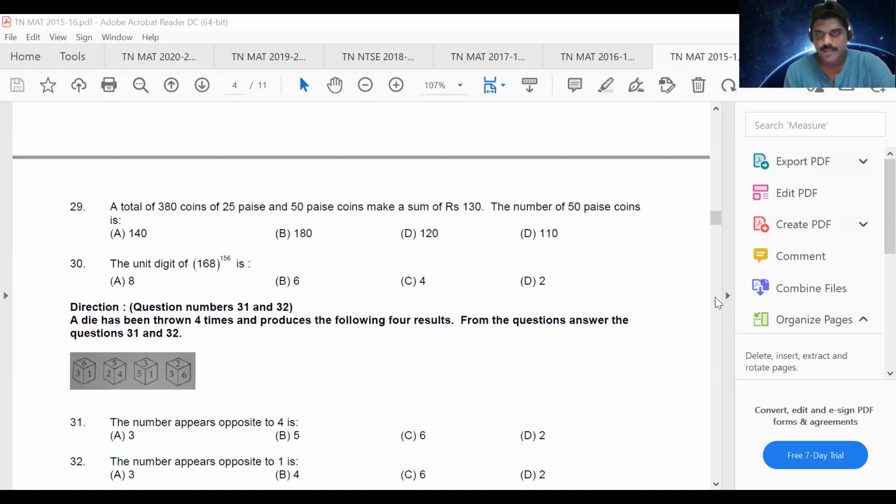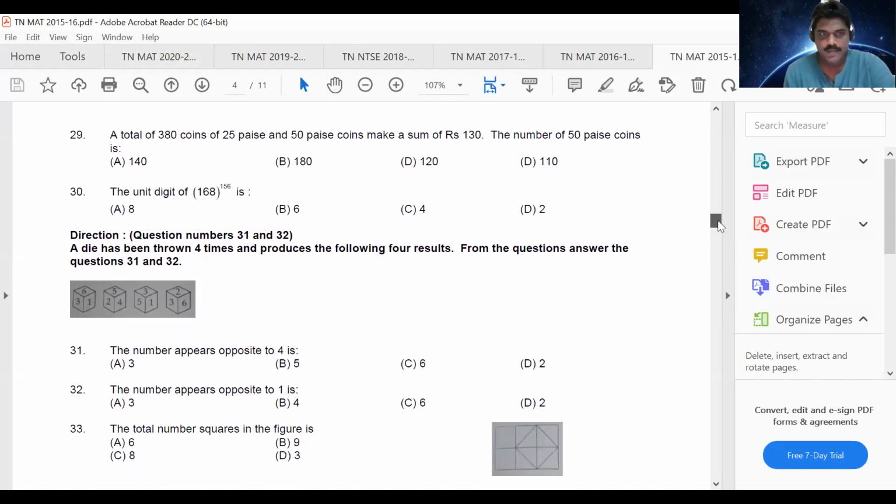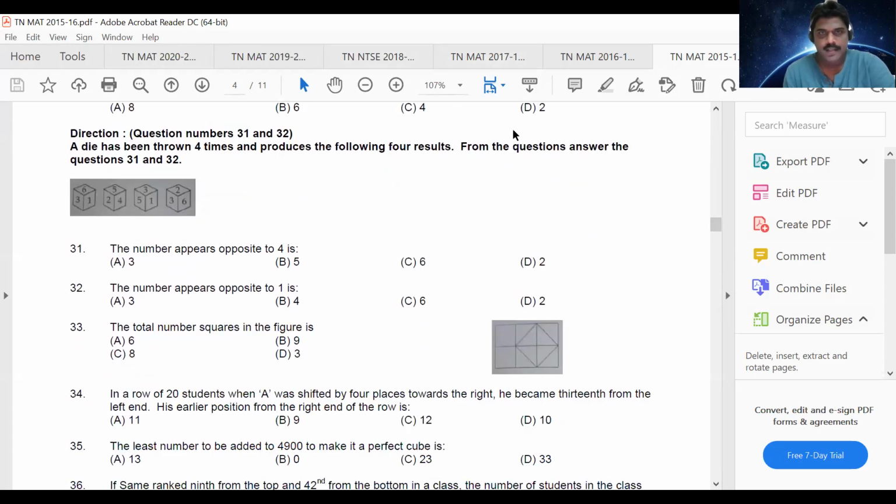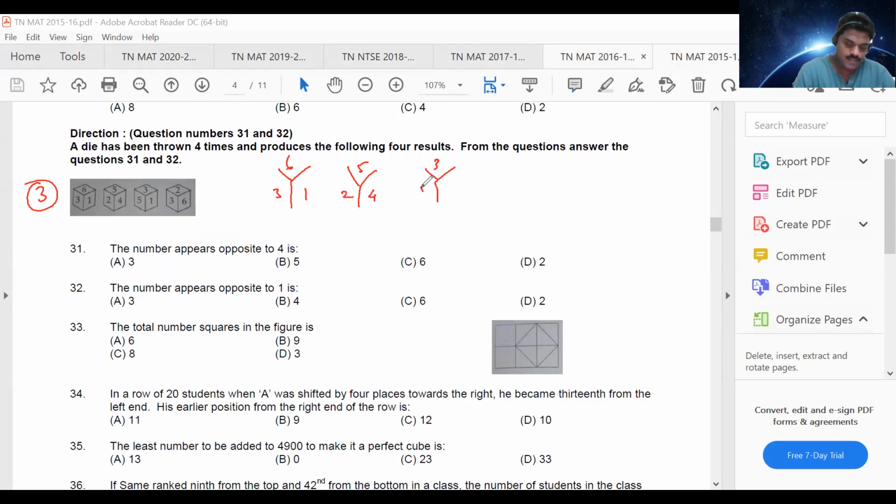This is from 2015. You have 2 questions over here, and they have given you 4 positions as well. So if you observe over here, this is the third model which I previously discussed with you, finding opposite faces from the positions of a dice. The positions are 6, 3, 1, 5, 2, 4, 3, 5, 1, and 2, 3, 6. These are the given positions. Now they are asking you to find the number that is opposite to 4 and opposite to 1.